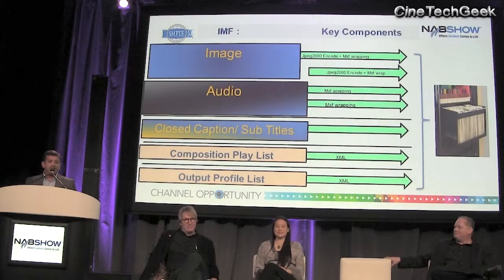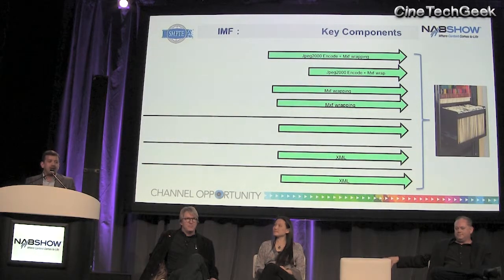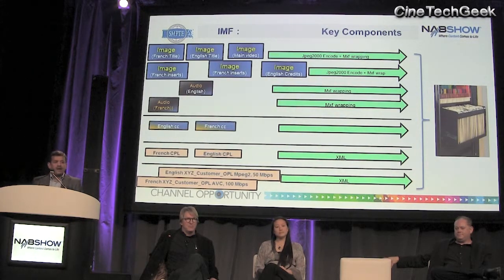Because if you think about what the IMF really is, essentially it's a collection of assets: image, audio, closed caption, subtitles, this composition playlist, which is the overall recipe, and the output profile list, all packed together into this collection of files, which we're calling an IMP. Well, in reality, what we really want it to be is a combination of multiple assets.